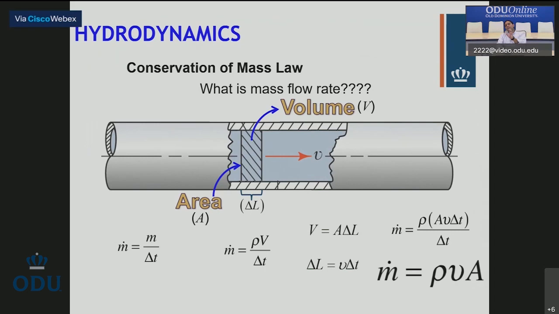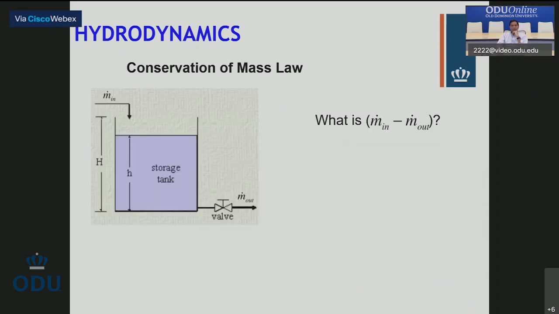The mass flow rate is equal to density times velocity times area. Please write this equation down. That is the definition of mass flow rate. The mass flow rate is the amount of mass of the fluid passing through an area. How much mass did I get passing through that door that I told you about? So mass flow rate is density times velocity times area.